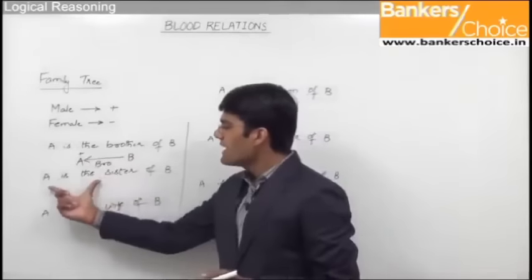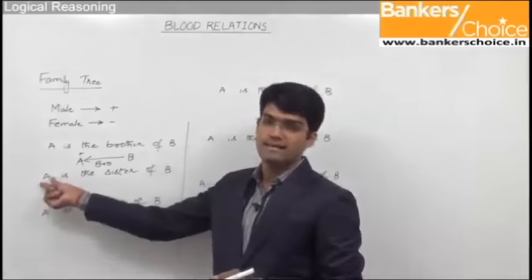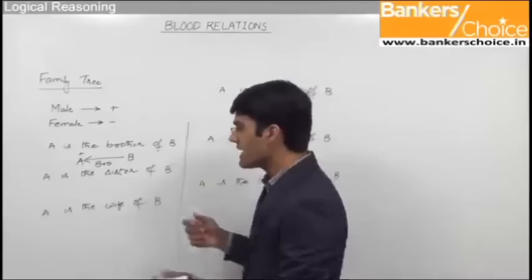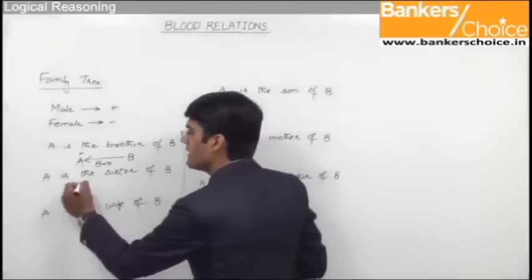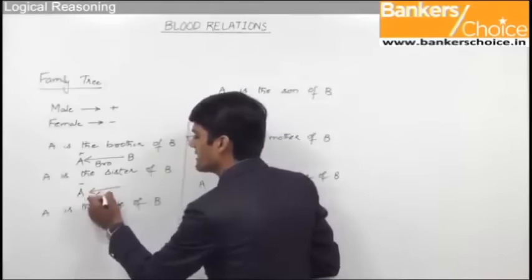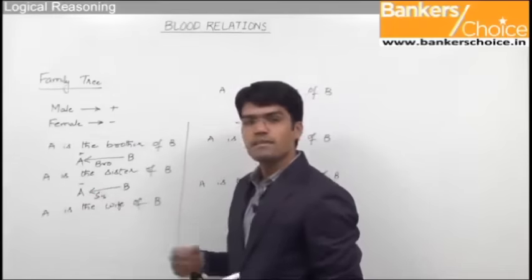Similarly, it can be used for A is the sister of B. Here we know that A is a female person as she is the sister here. But the gender of B again is not known. So this can be shown as A with a minus sign on top, and we can simply put an arrow showing that sister of B is A. So very clearly B's sister is A.